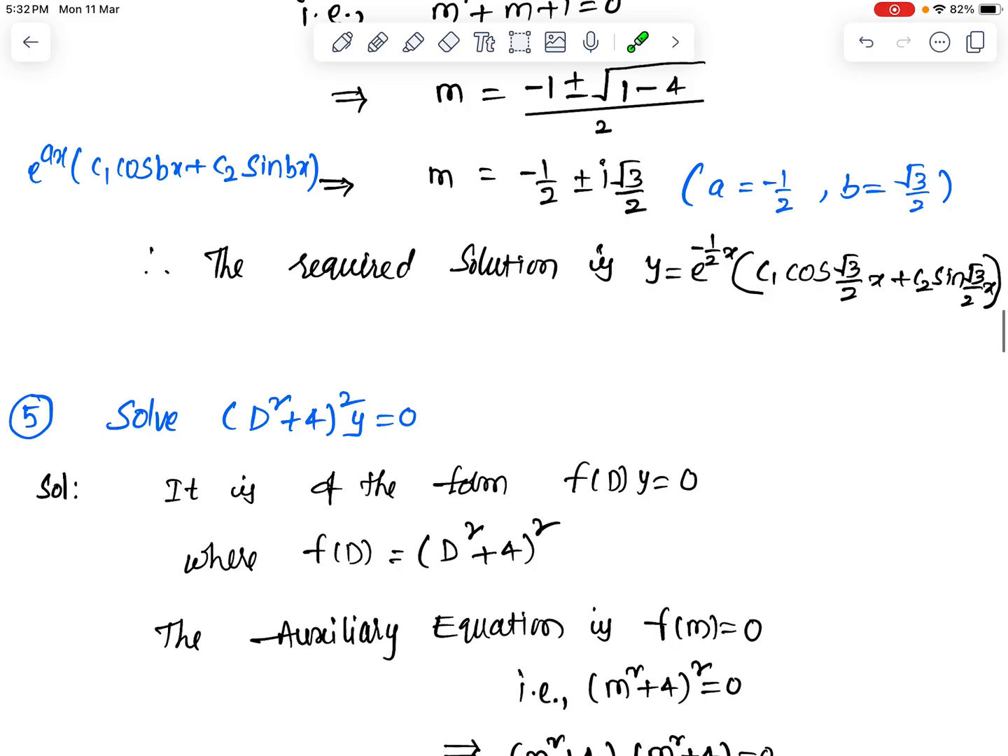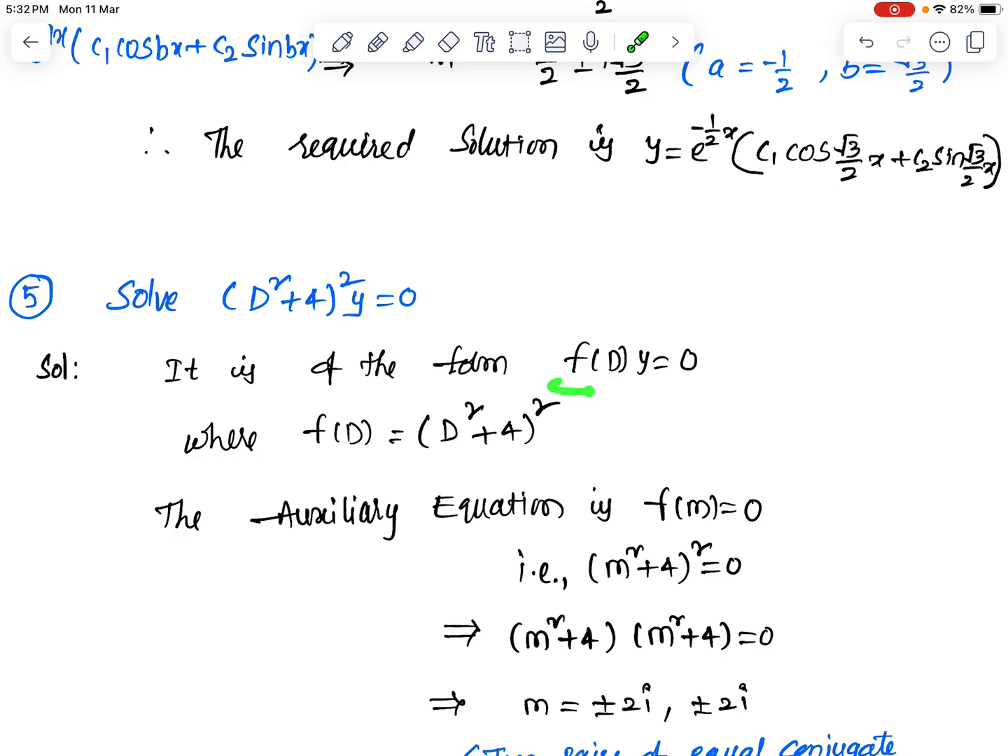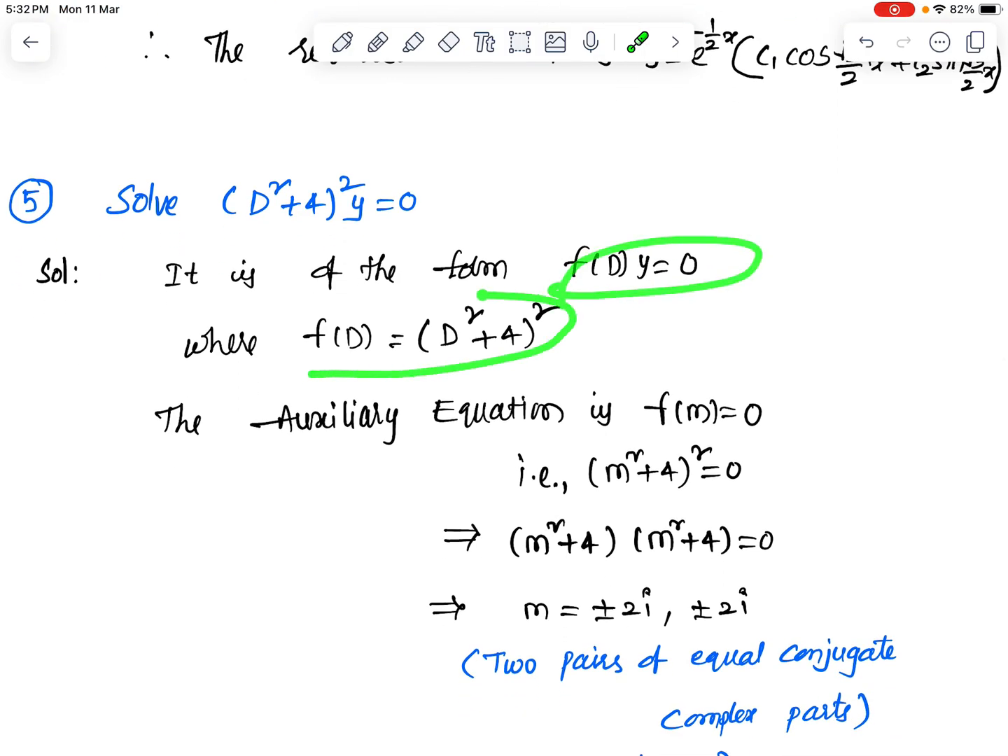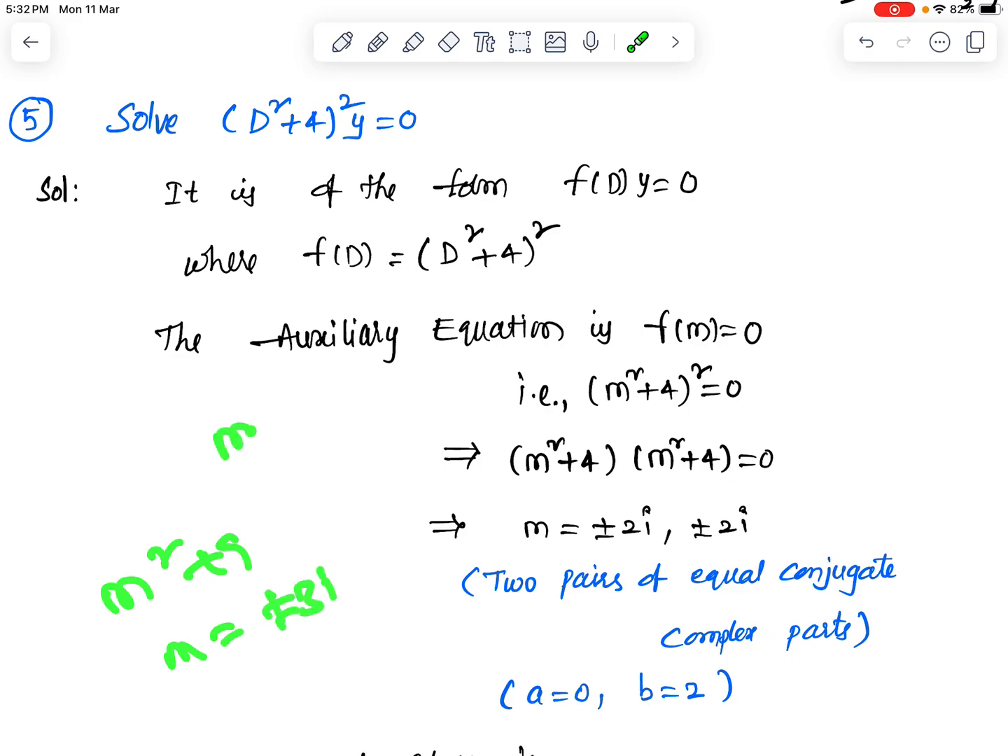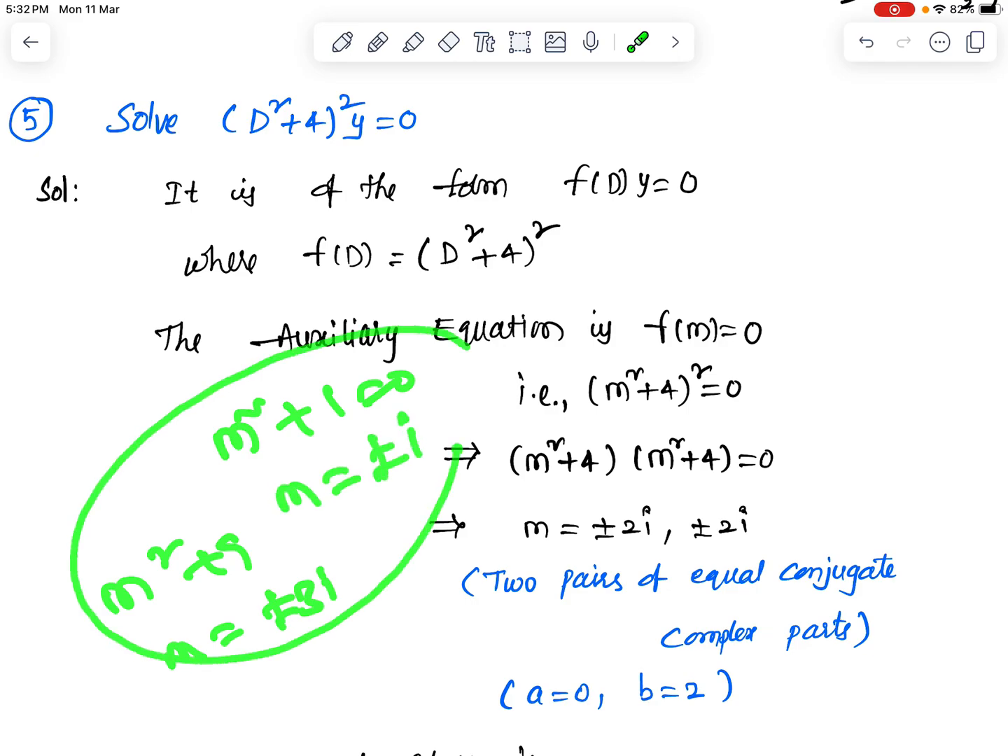Next, (D square plus 4) whole square, it is a given differential equation, given directly in operator form. Okay, what is f of D, you know. For that, the auxiliary equation I am writing, that is f of m is equal to 0, just replace D by m. Here I am writing like this: (m square plus 4) into (m square plus 4). Here m is equal to what? m is equal to plus or minus 2i you can get. Similarly, m square plus 9 means m is equal to plus or minus 3i. And m square plus 1 equal to 0 gives m is equal to plus or minus i. Like this you can write the roots.